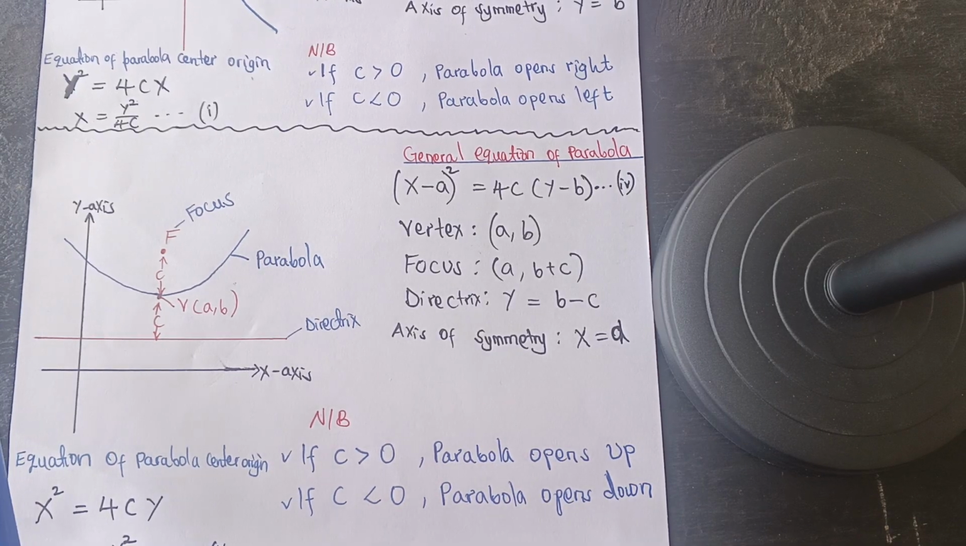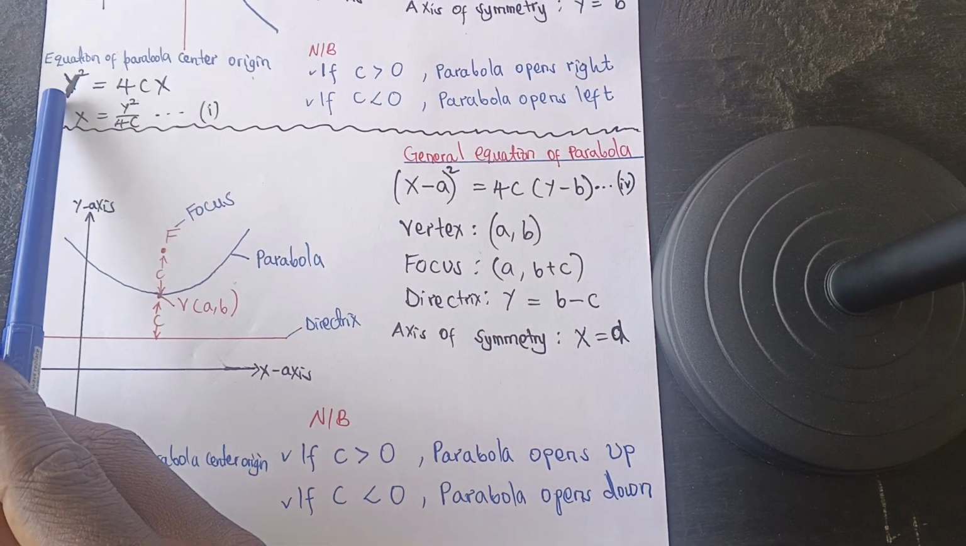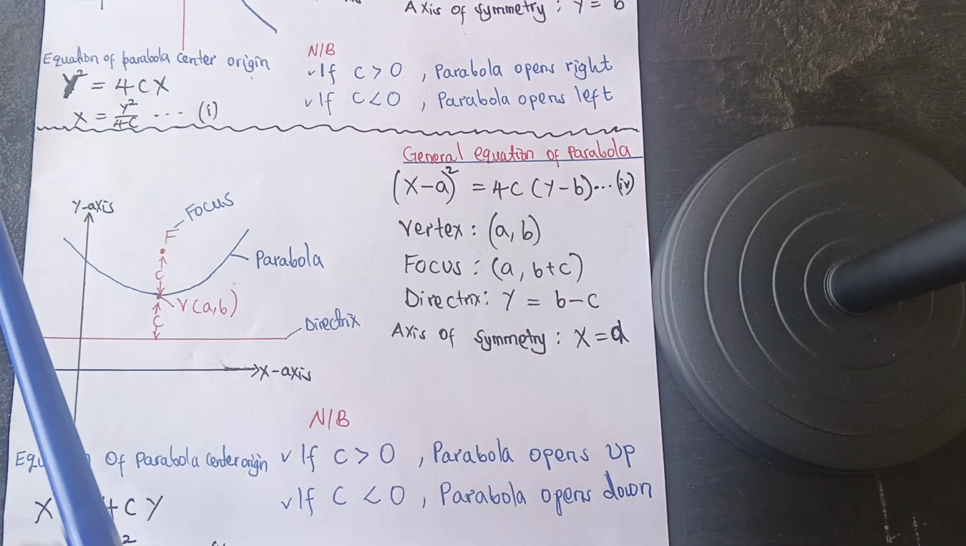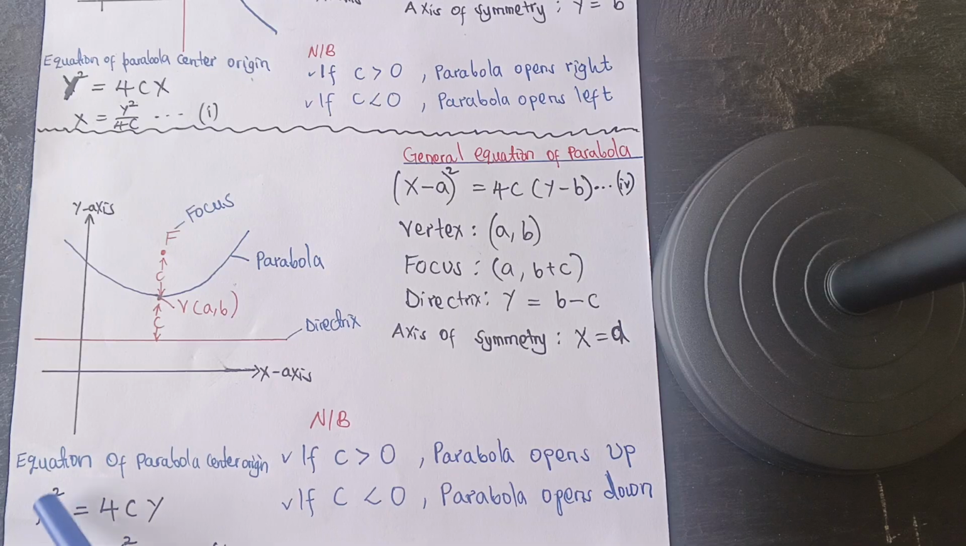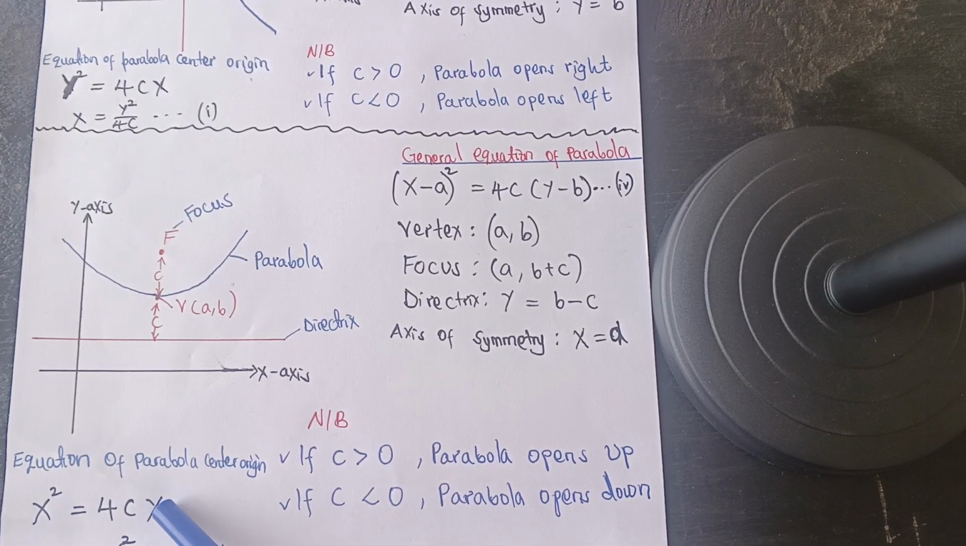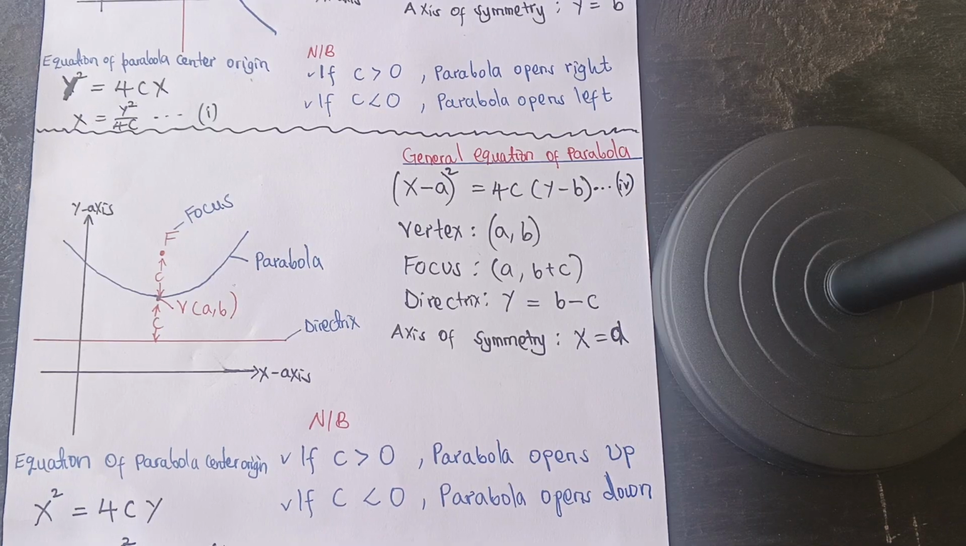Here it was y squared is equal to 4cx. Here we change the value of y to x. So it will start with x squared is equal to 4c, where there was x, we put y. Therefore, y will be x squared divided by 4c.